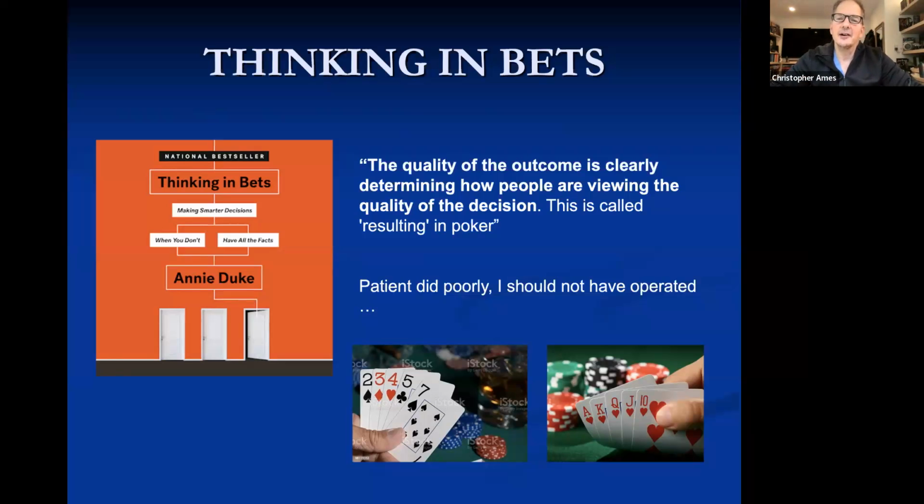And one of my favorite errors that she talks about is the error of resulting in poker. This error is if you receive a hand and it looks like a good hand to you, and you make a bet and you lose, you may have actually made the best decision you could make. You made the right decision. You just lost due to chance. And we, as surgeons, do something similar. Many times we'll operate on the right patient, we'll do the right surgery, and something will still go wrong.